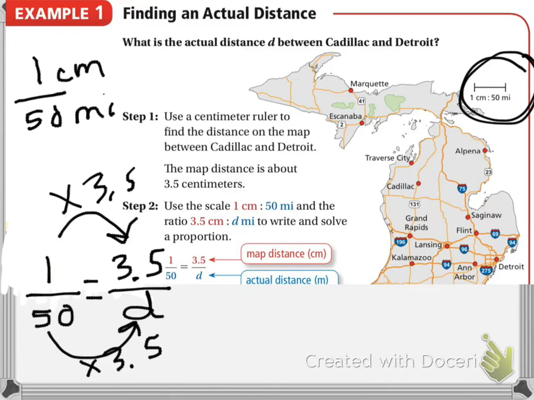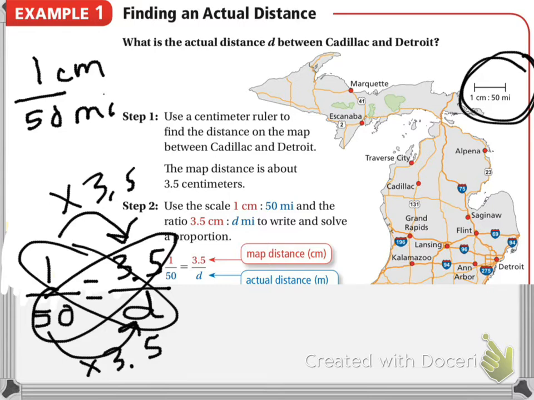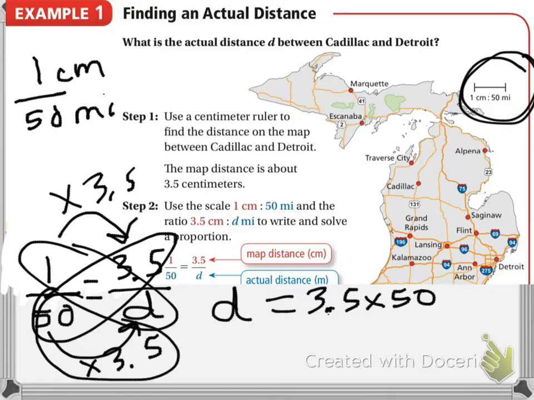Remember, the other way is where we cross multiply here and here. So we know that 1 times D, which is actually just D, is equal to 3.5 times 50. So either way, whether we look at it this way, we're going to be multiplying this 50 times 3.5, or if we look at it to solve for D, we're going to be multiplying 3.5 times 50. So that's what we need to do to solve for that distance.